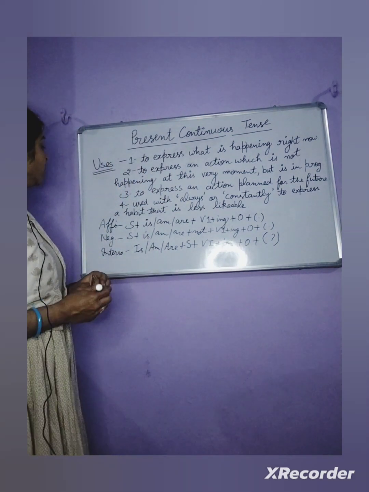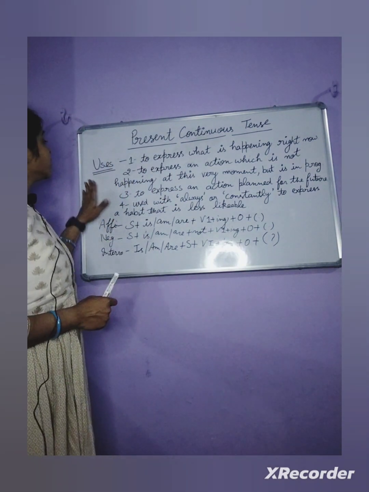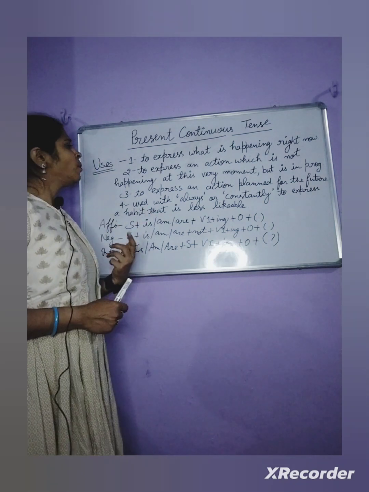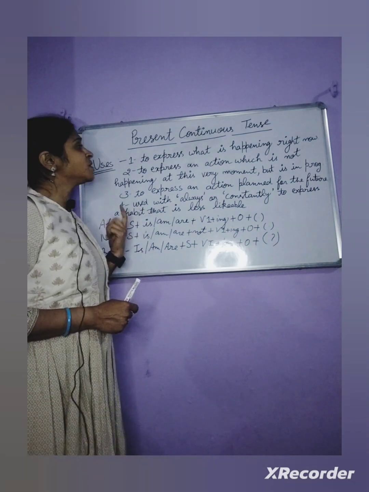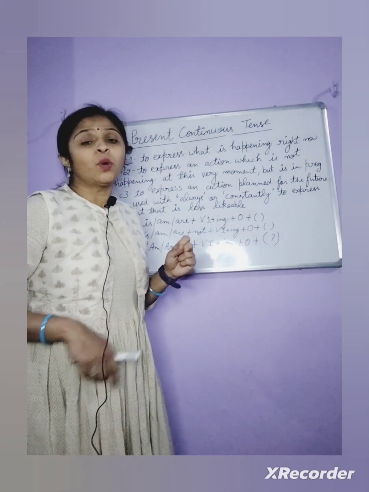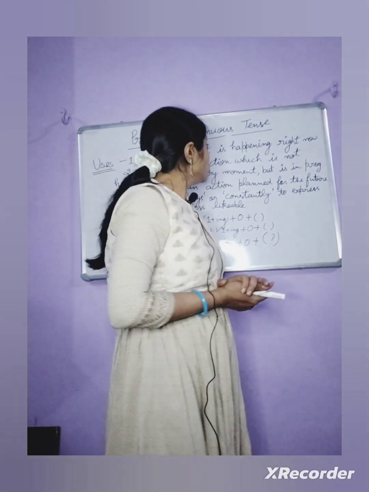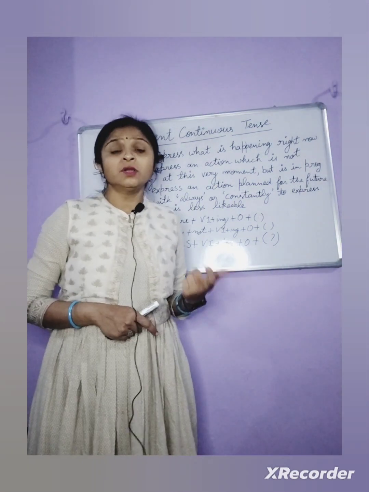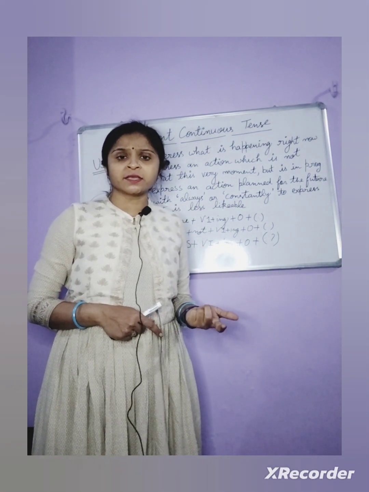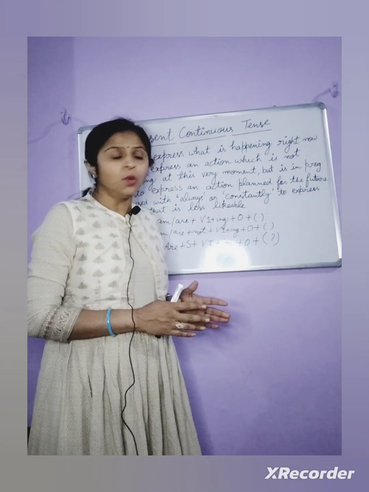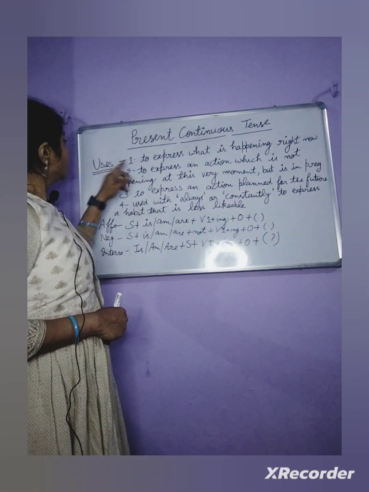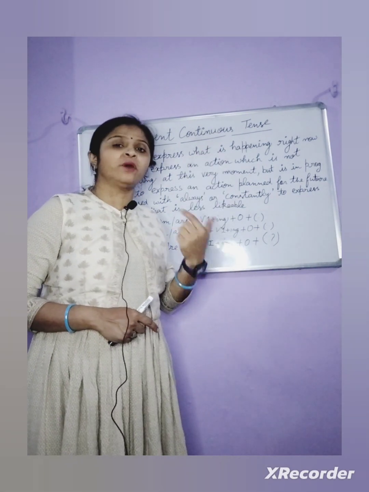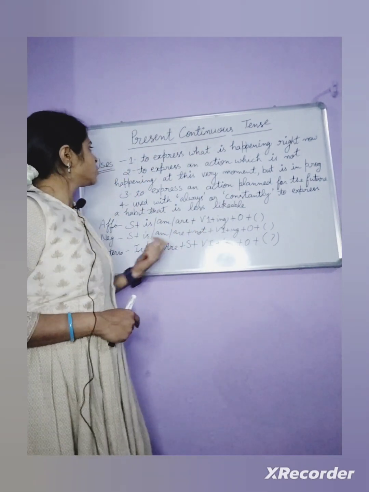If we talk about the uses of this, there are four uses that are most probably used. The very first is to express what is happening right now. What is happening right now, you can use this sentence: Sita is singing a song. So when is Sita singing a song? Sita is singing a song right now. So to express what is going on just now, you can use the present continuous tense.